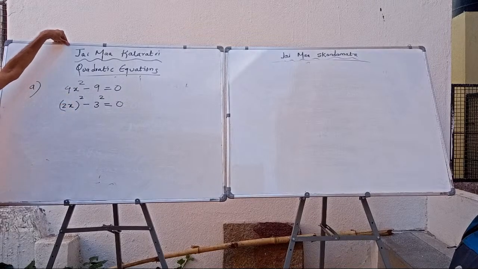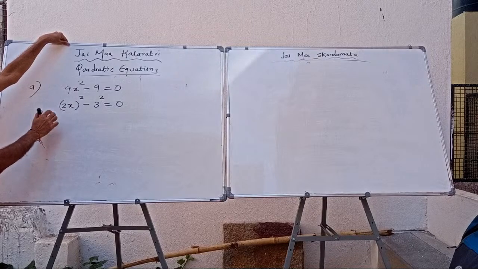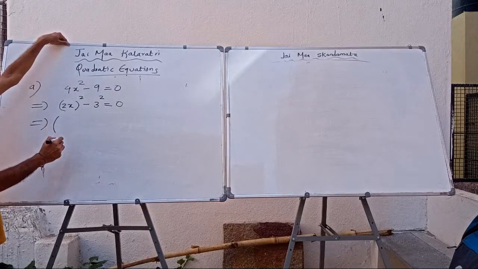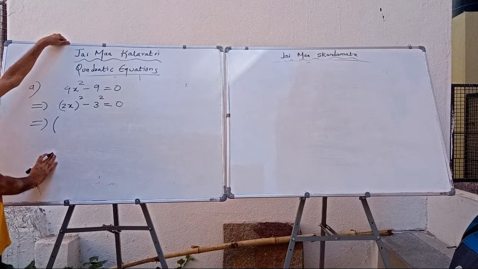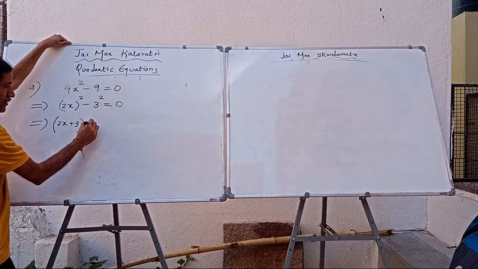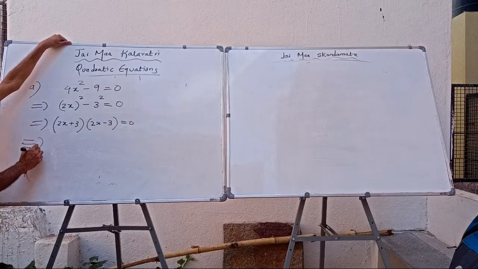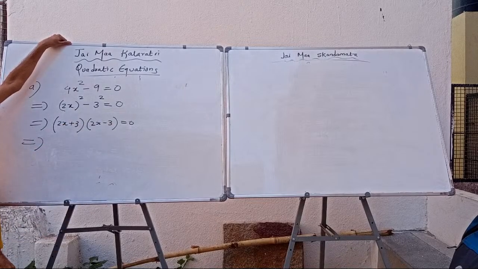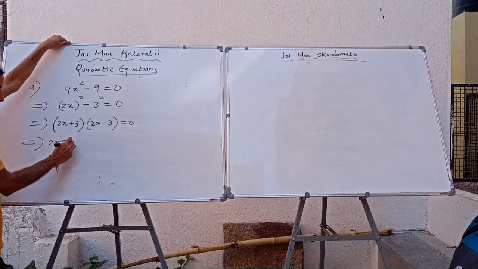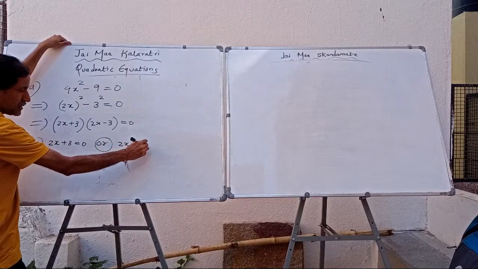When I open this, it is 4x square minus 9. Now this is of the form a square minus b square. So a square minus b square is, so 2x plus 3, 2x minus 3 is equal to 0. Implies what? Product of two is 0, product law. What does that imply? Either this is 0 or this is 0. So 2x plus 3 is equal to 0, or 2x minus 3 is equal to 0.